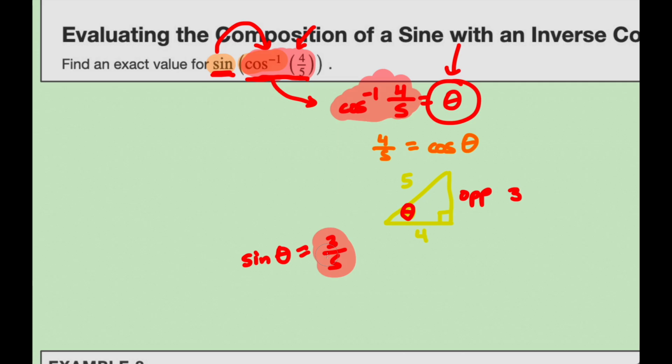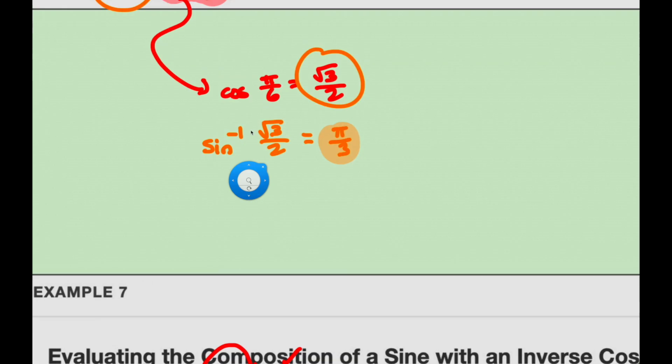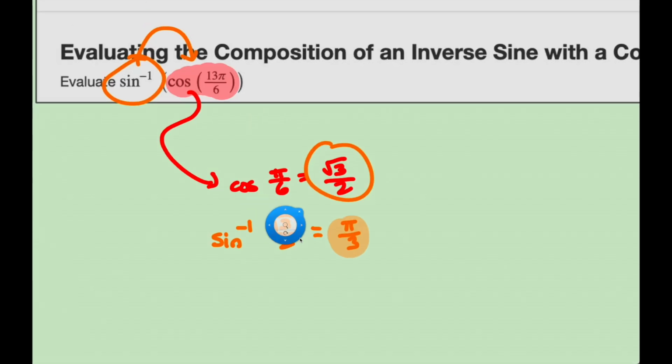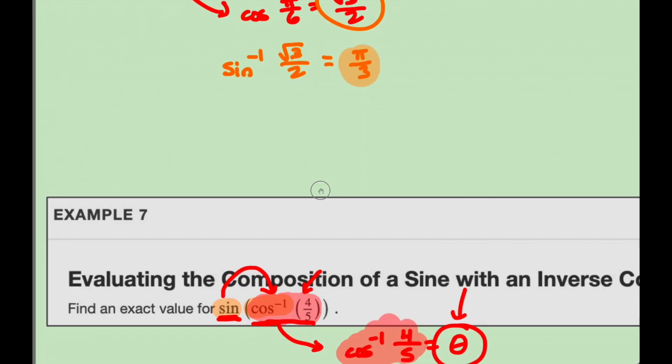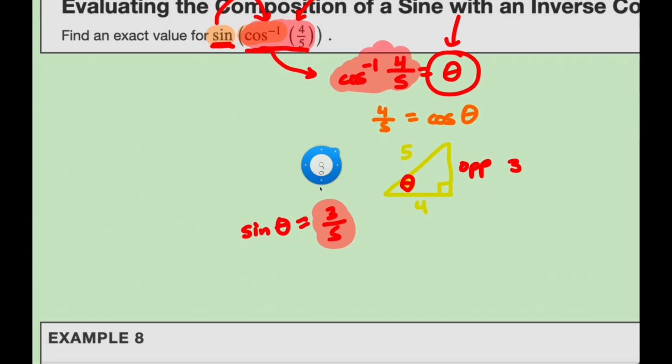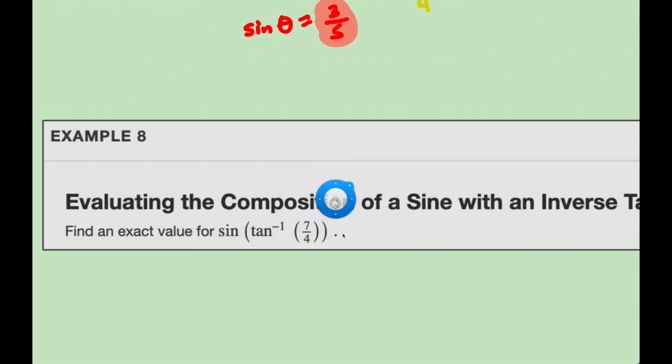So when the inverse is in the middle, it's the inner function, you have to draw a triangle so you understand what's going on. If you notice, I didn't have to draw a triangle in the problem before this. No triangle was needed because the cosine was the inner function there, not the inverse. When the inverse is the inner function, you have to draw a triangle. All right, let's do another one.